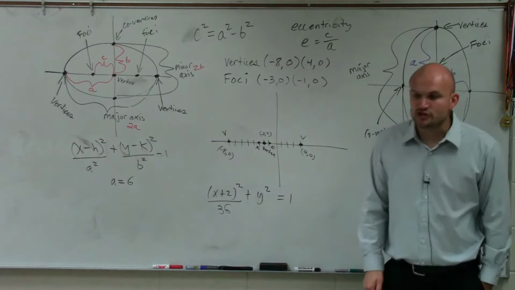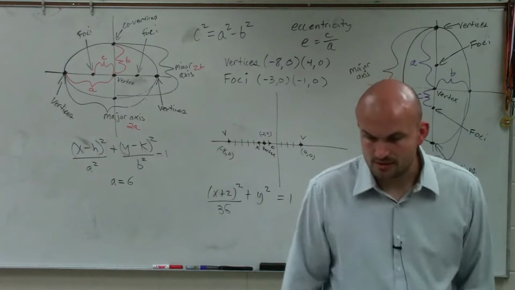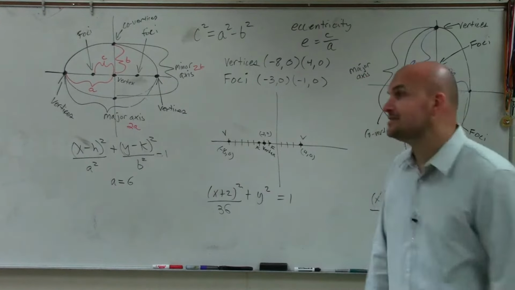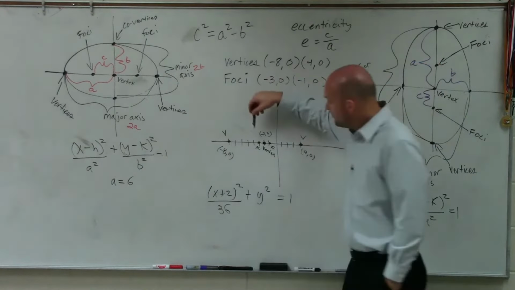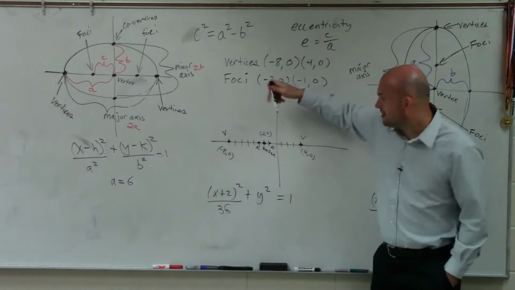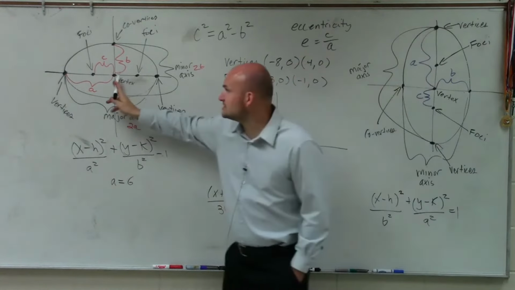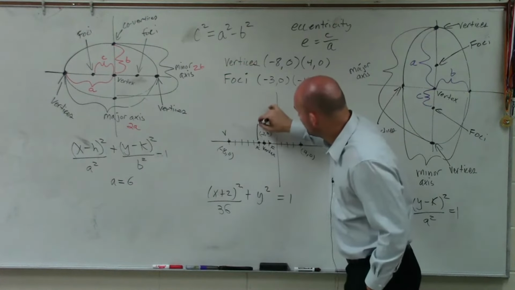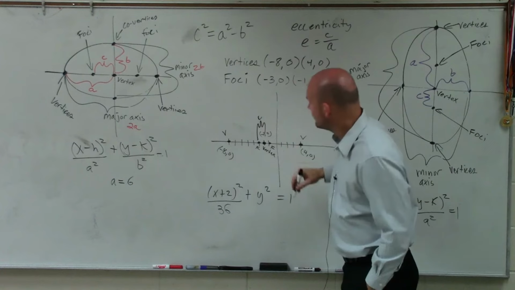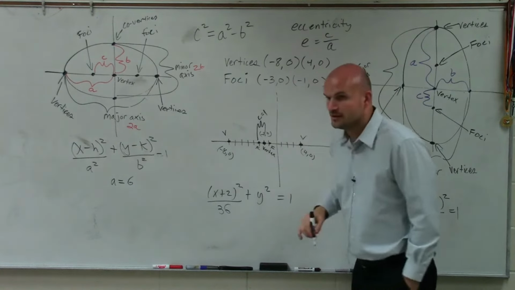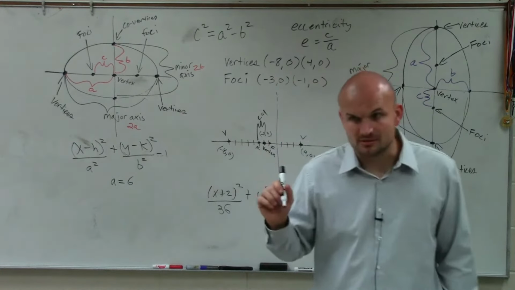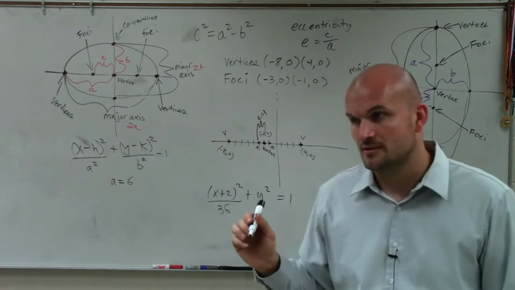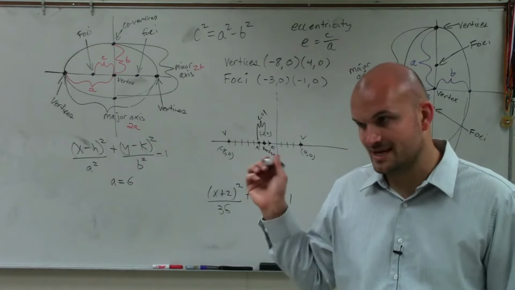All right? JD, do you know the value of c? 1. And JD could find that value c by going from the vertex to the foci. That little distance, the distance from the vertex to the foci, was c, which is equal to 1. Now, c is not in the equation, so that's an issue, correct? Yes? C is not in the equation.